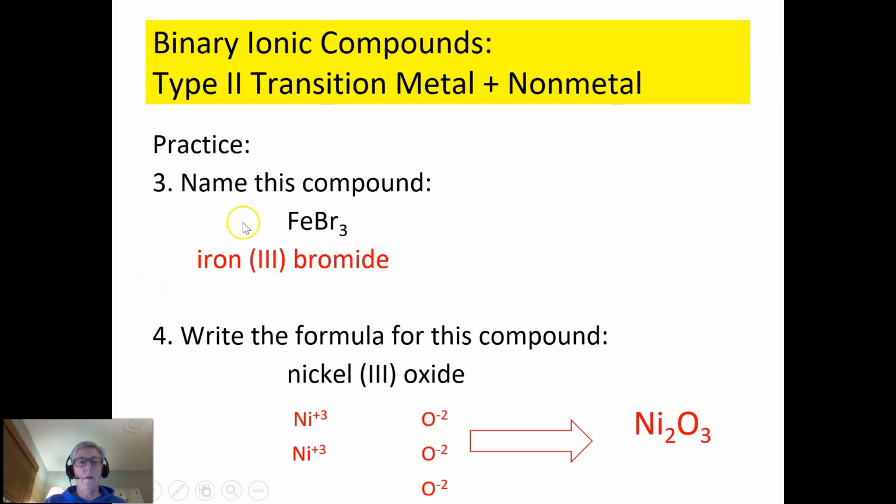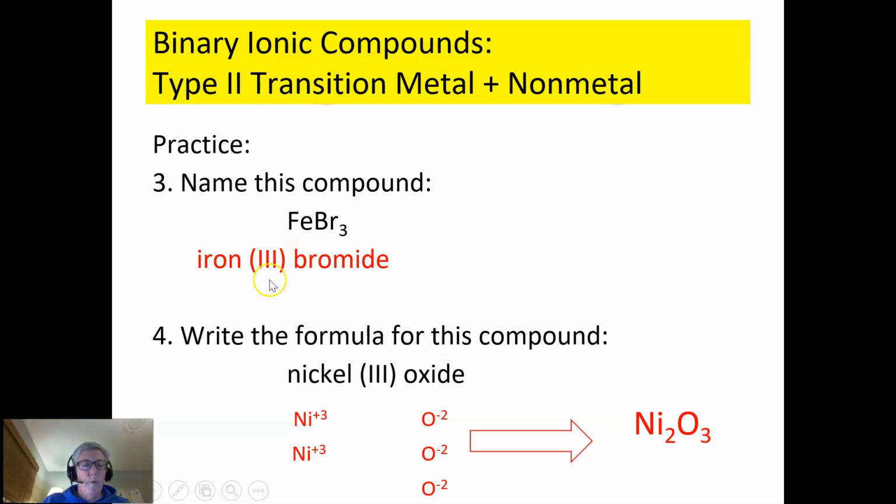Number 3: iron(III) bromide. We know it's going to be iron something bromide, and then bromine has a charge of -1, and there's 3 of them, so that side is -3. We have one iron, which means it has to have a +3 charge.